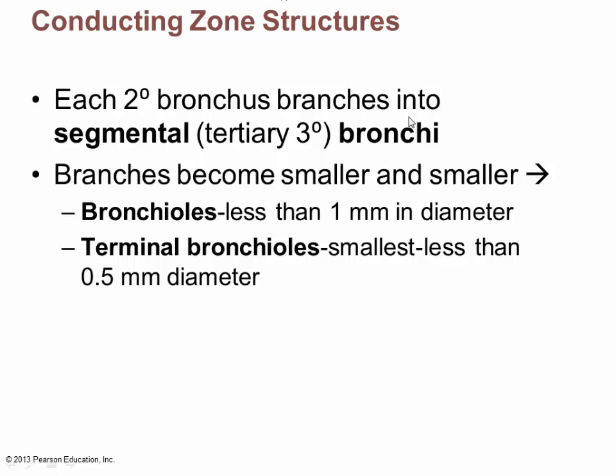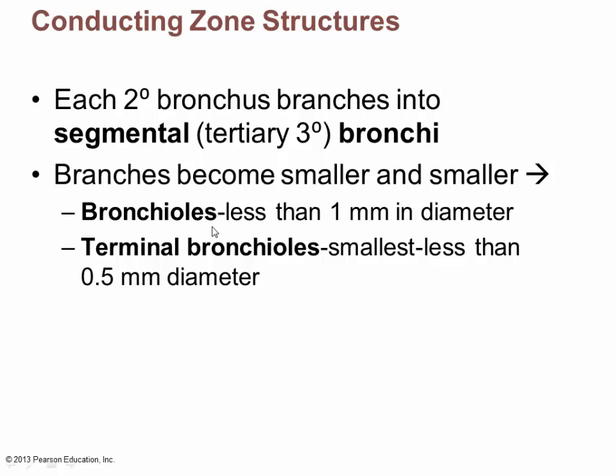Now, each secondary bronchus, whether it's 3 or 2, then branches into what are known as tertiary or segmental bronchi. As we start to branch, these branches get smaller and smaller, until we eventually lead into something known as bronchioles. Anytime you put "ole" at the end of something, it just means small. So a bronchiole is like a small bronchus. Once they get less than 1 millimeter in diameter, we call them bronchioles.